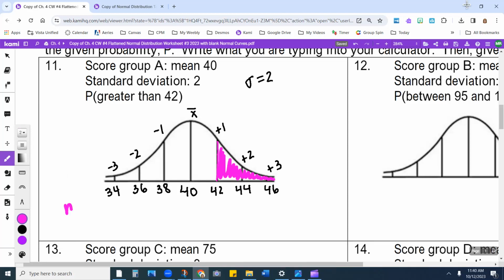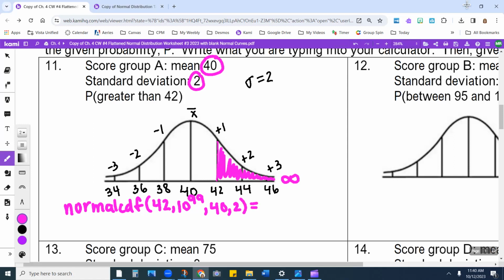So I am going to do normal CDF. My lower bound is 42. My upper bound is infinity, so I'm going to do that as 10 to the 99. My mean is not 0. My mean is 40. My standard deviation is not a 1. My standard deviation is a 2. And I'm going to put that into the calculator.